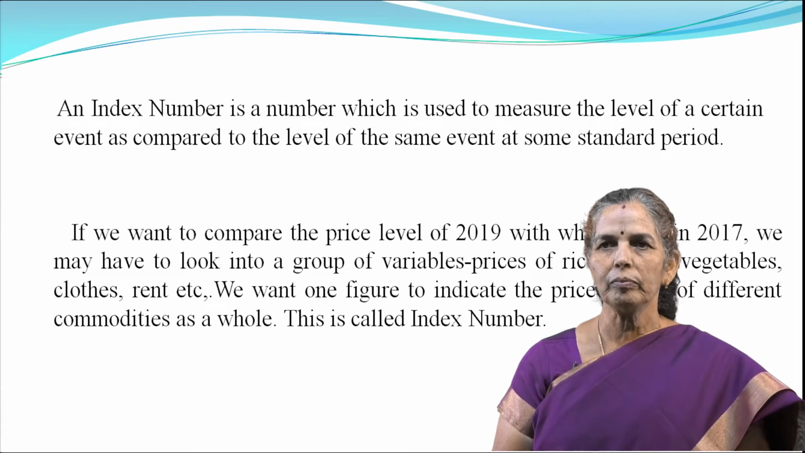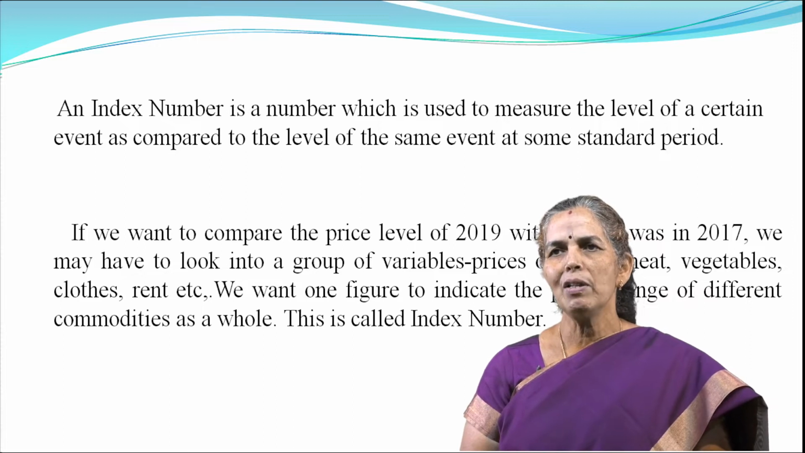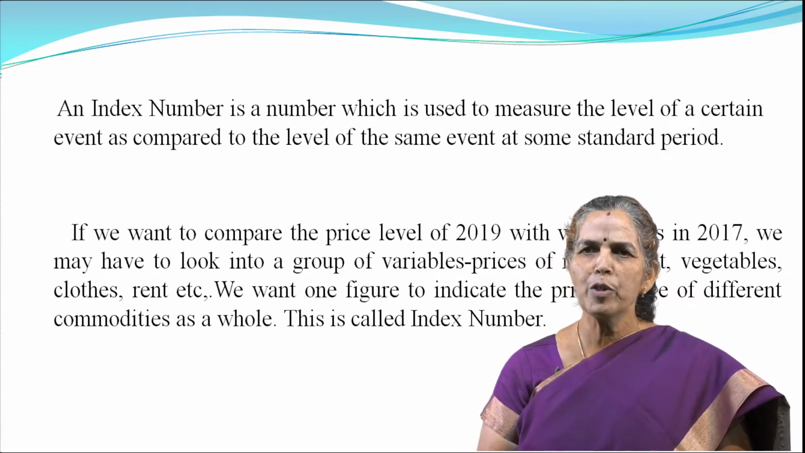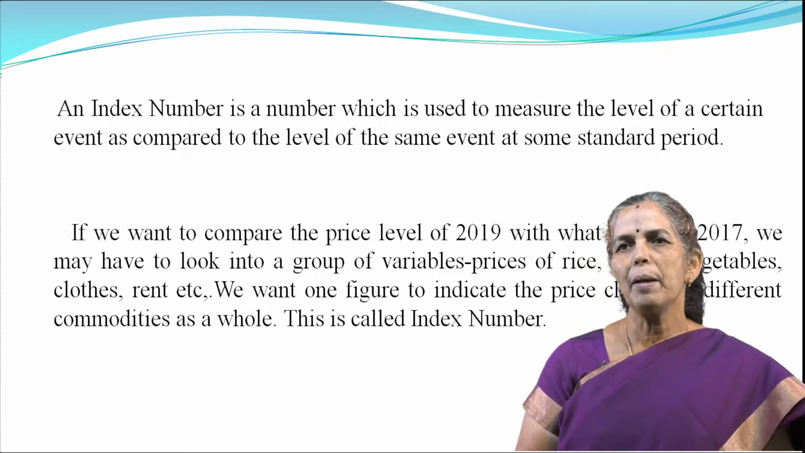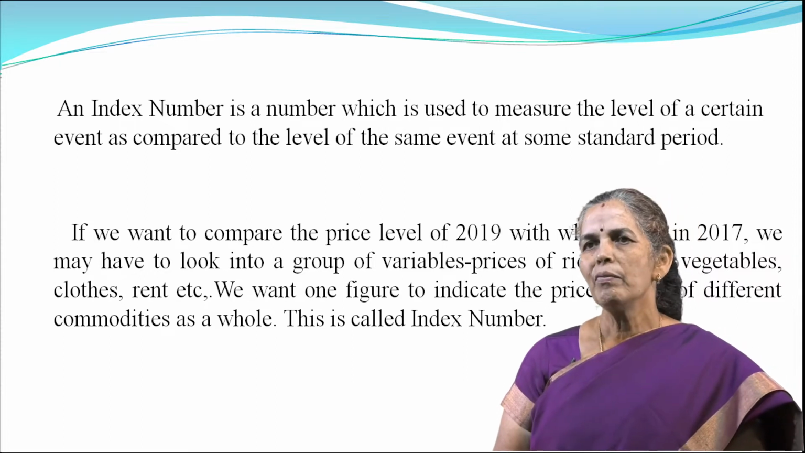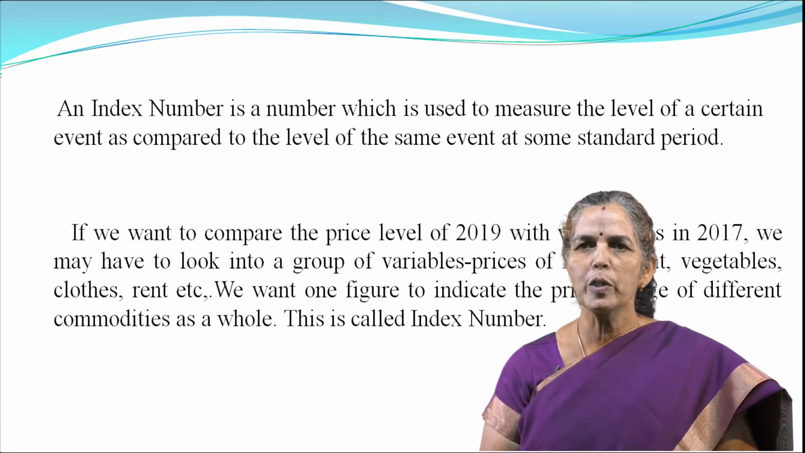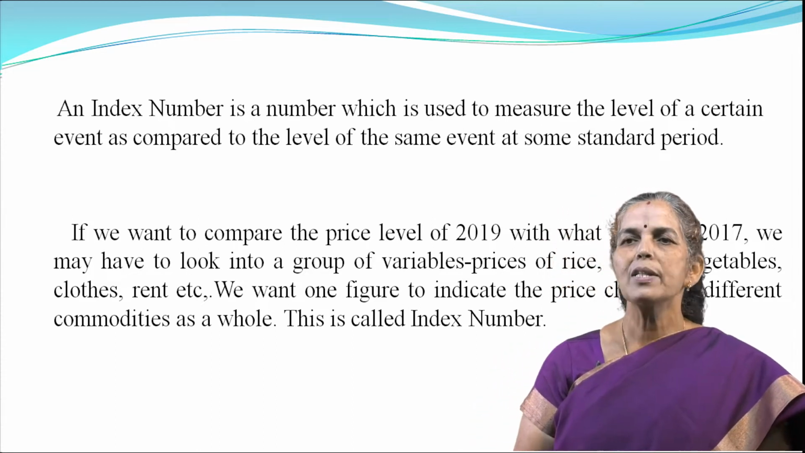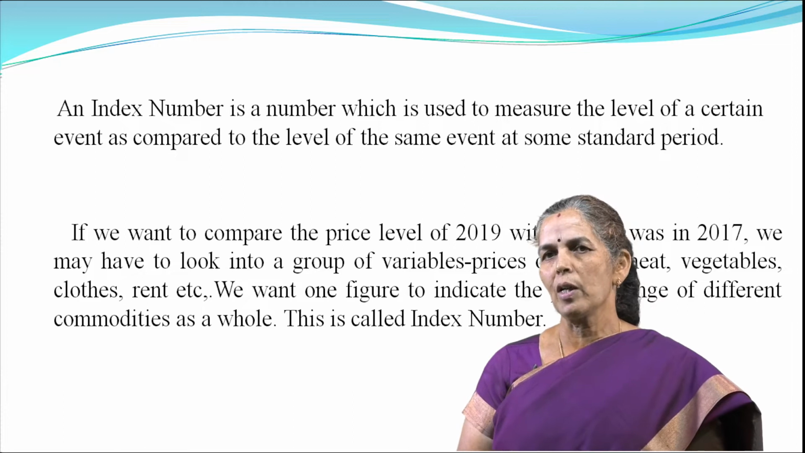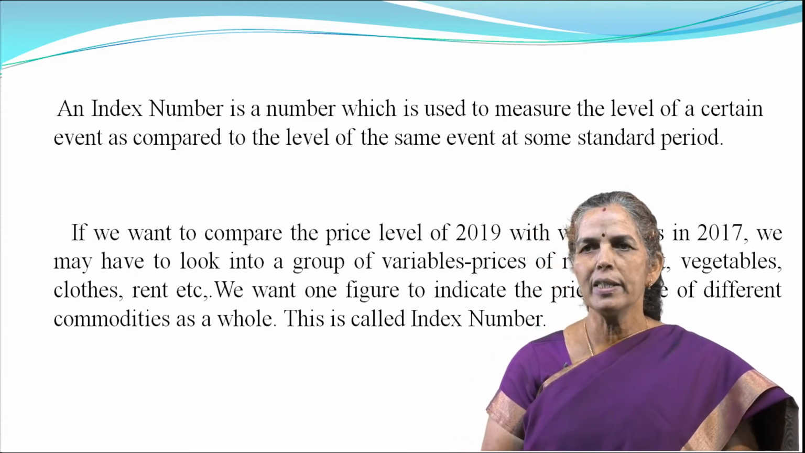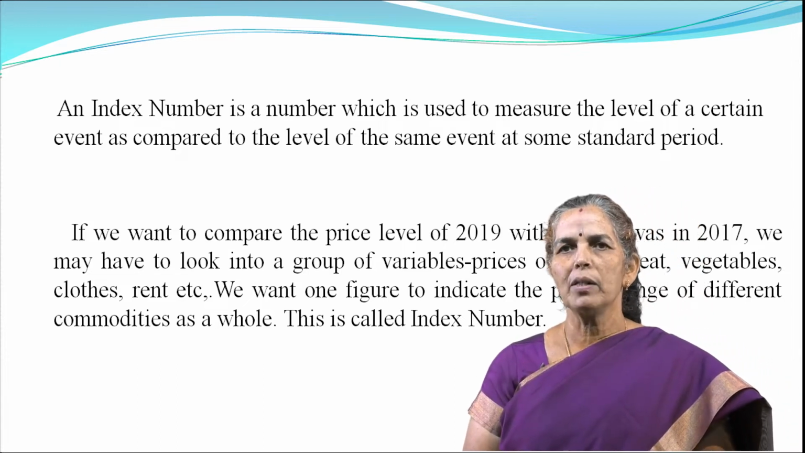Next, an index number is a number which is used to measure the level of a certain event as compared to the level of the same event at some standard period. If we want to compare the price level of 2019 with what it was in 2017, we may have to look into a group of variables, that is price of rice, wheat, vegetables, clothes, rent, oil, etc. We want one figure to indicate the price changes of different commodities as a whole. This is called index number.